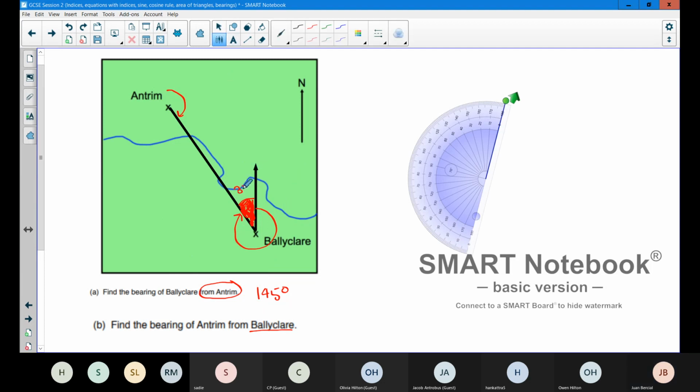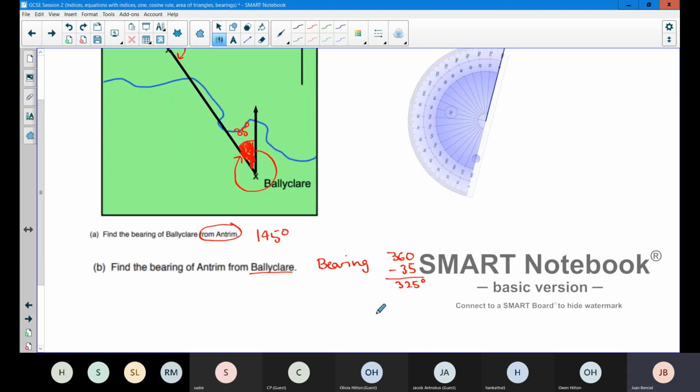So the bearing, remember, is clockwise, so the bearing is going to be 360 take away 35. So that is going to be 325. So that reflex angle is that bearing, about 320.